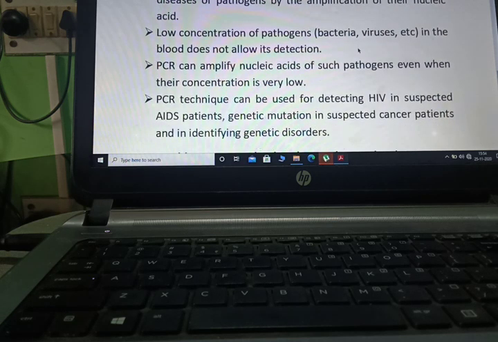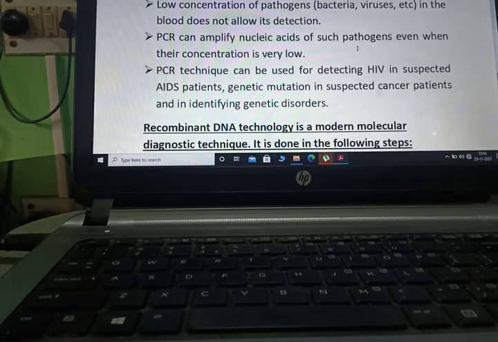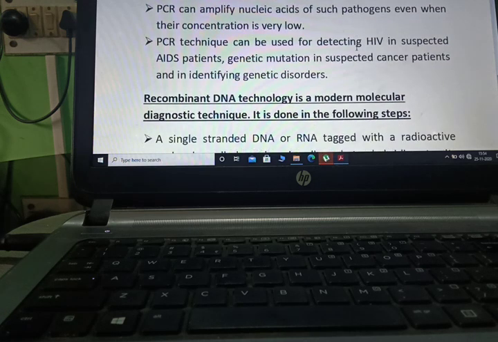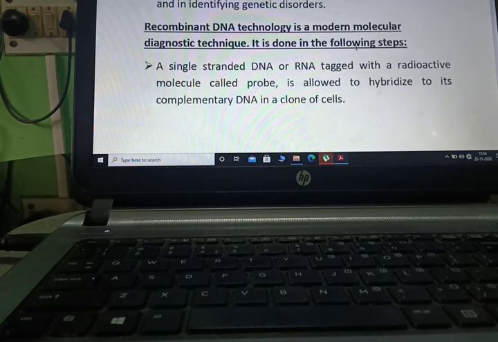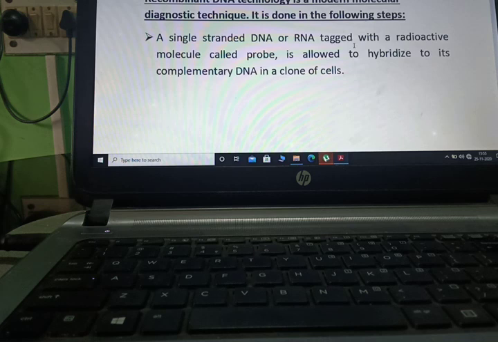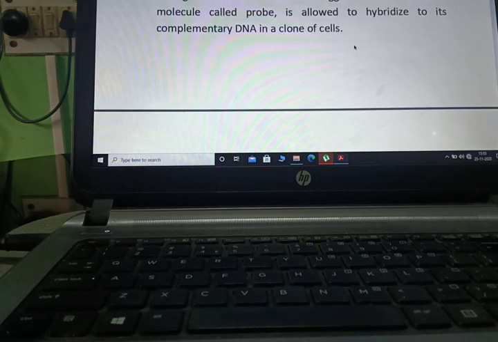They are as follows. Polymerase chain reaction, that is PCR, helps in early detection of disease or pathogens by amplification of the nucleic acid. Low concentration of pathogens in the blood does not allow their detection. PCR can amplify nucleic acid of such pathogens even when their concentration is very low. The PCR technique can be used for detecting HIV in suspected AIDS patients, genetic mutation in suspected cancer patients, and in identifying genetic disorders.